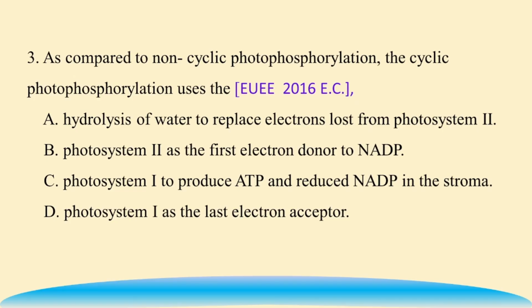Question number 3. As compared to non-cyclic photophosphorylation, cyclic photophosphorylation uses the A. Hydrolysis of water to replace electrons lost from photosystem II. B. Photosystem II as the first electron donor to NADP. C. Photosystem I to produce ATP and reduced NADP in the stroma. D. Photosystem I as the last electron acceptor.